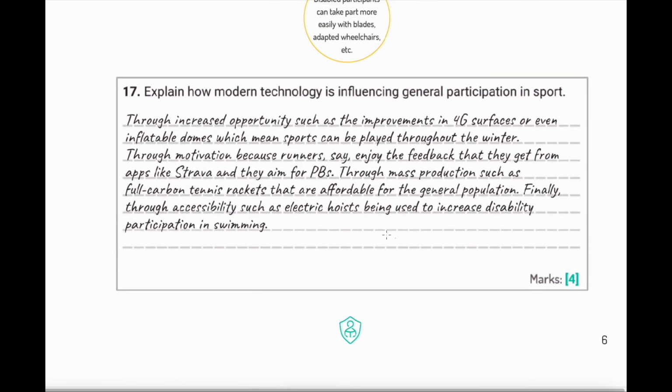Let's have a look at this one. Explain how modern technology is influencing general participation. What we've got there is effectively a representation of what we went through before, but I'm going to do something as we go through. Through increased opportunities such as improvements in 4G services or even inflatable domes, which means sports can be played throughout the winter. There's a nice answer, exactly from before.